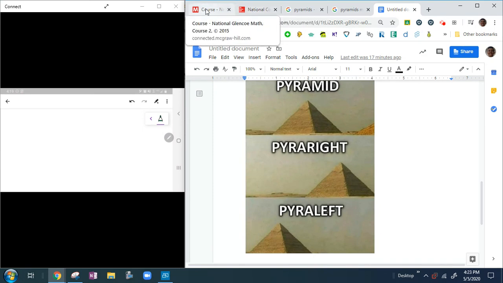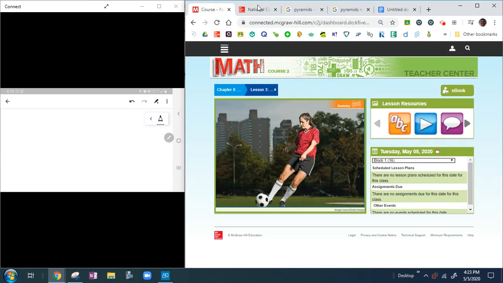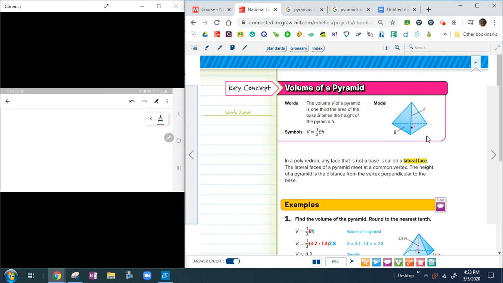All right, let's get to the lesson. Here we go. So volume of pyramids, here you can see this formula that we kind of tried to build in the other Edpuzzle video. And you can see that we have that 1/3 in front of the BH.